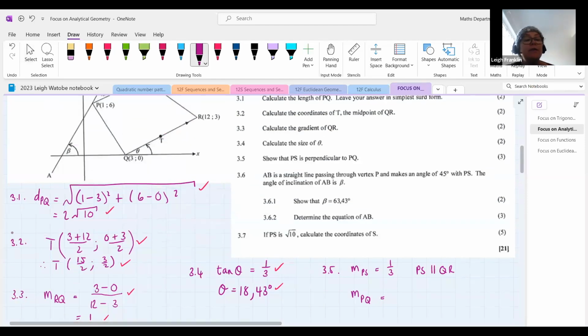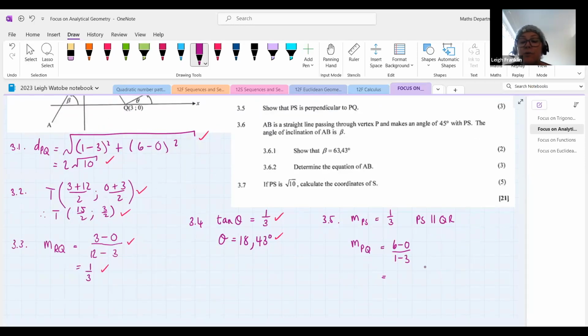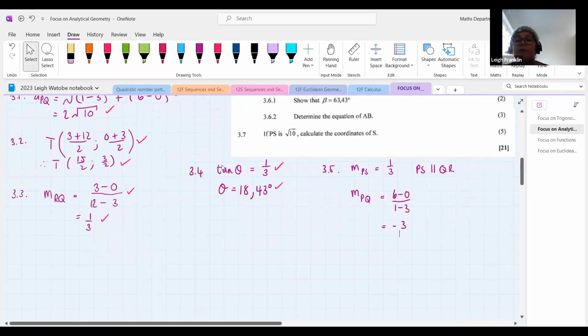Calculating the gradient of PQ, we would say 6 minus 0 over 1 minus 3. So this is going to give us a gradient of... hang on, have I done something wrong here? No, sorry, 1 minus 3 is -2. So 6 divided by -2 is -3.